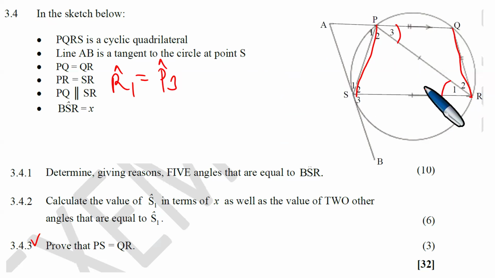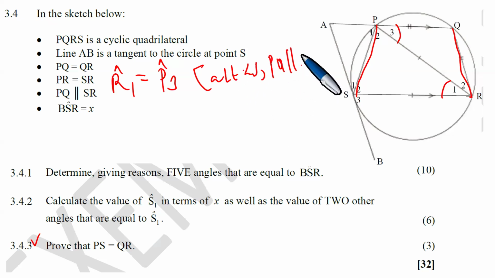And why is the angle R1 equal to the angle P3? Obviously, they are alternate angles. They are alternate angles because of the parallel lines, because PQ is parallel to SR, and this is given. If angle R1 is equal to P3, the alternate angles, this is parallel to this.